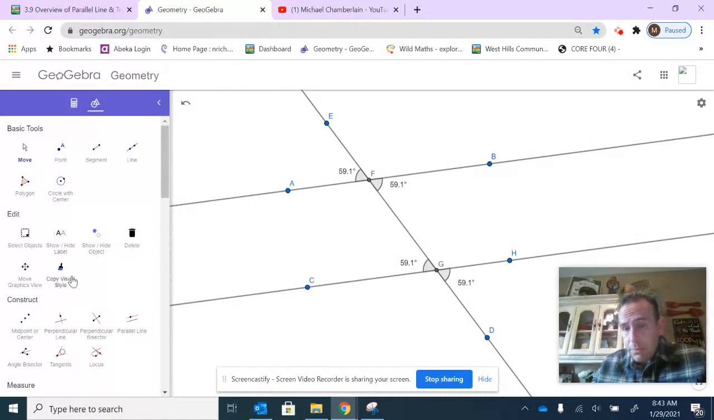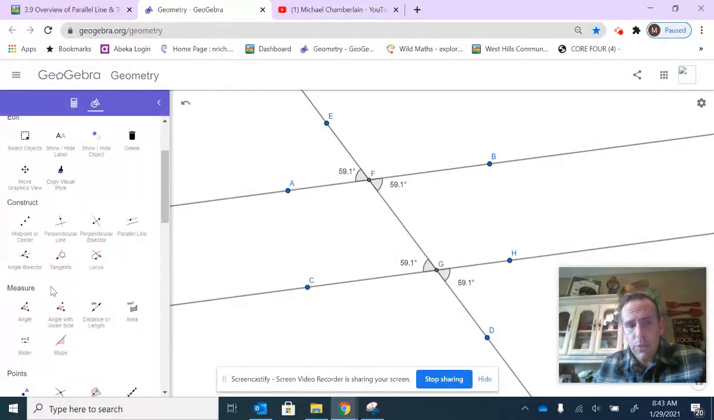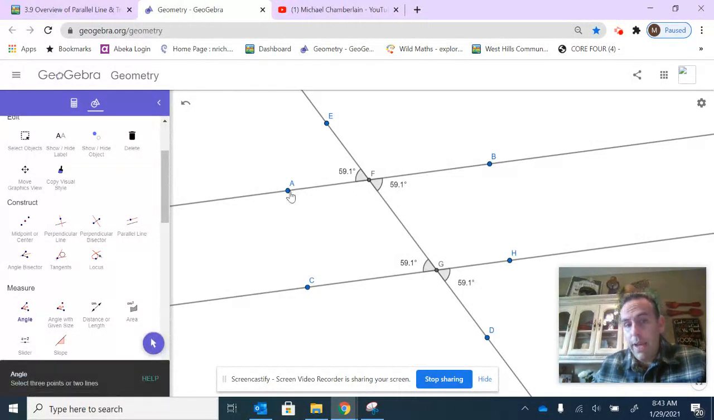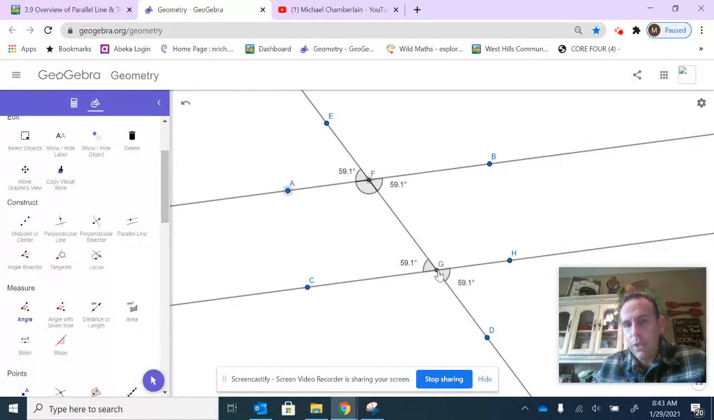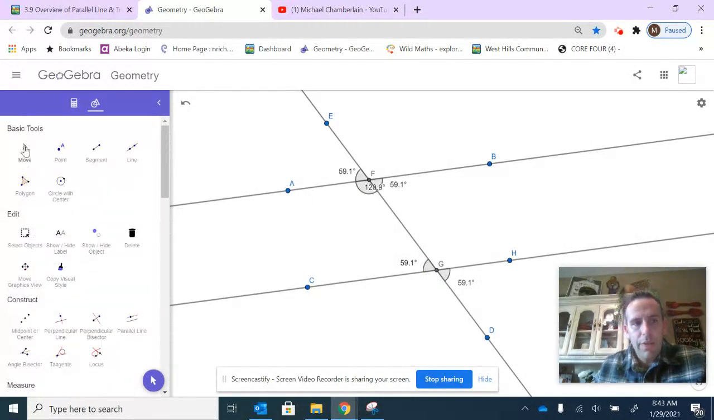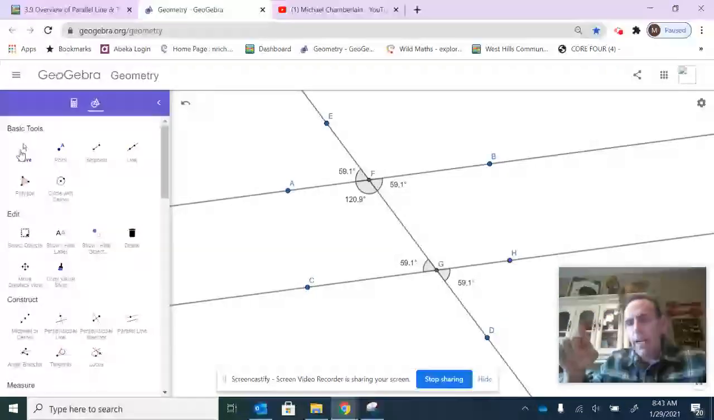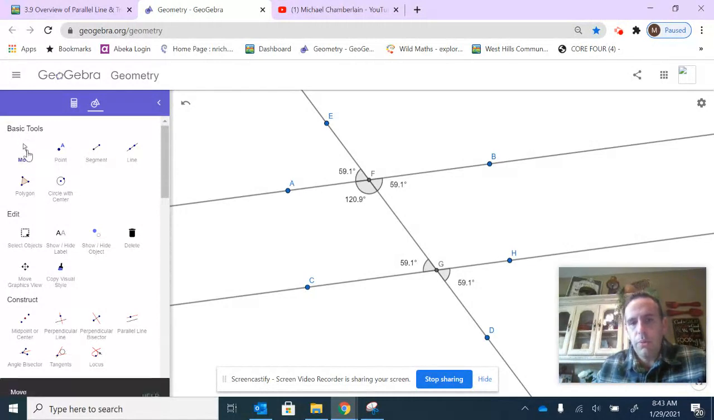Now, maybe pause the video once again and determine what would be the measure of the other angles that we haven't yet looked at. Okay, now that you're back, maybe you thought about how these are linear pairs and would add up to 180 degrees. I'm hopeful that you thought about that. And you can see that that measure would be 120.9 because 120.9 plus 59.1 would equal 180 degrees. Now, you could ask GeoGebra to measure the rest of the angles. I'm going to leave it like that for a second.